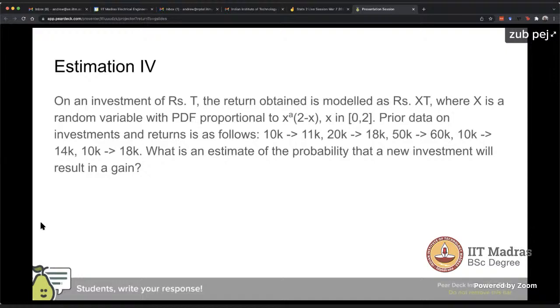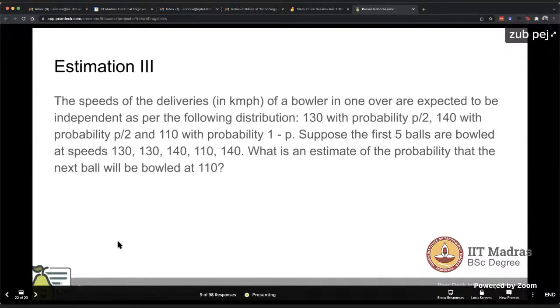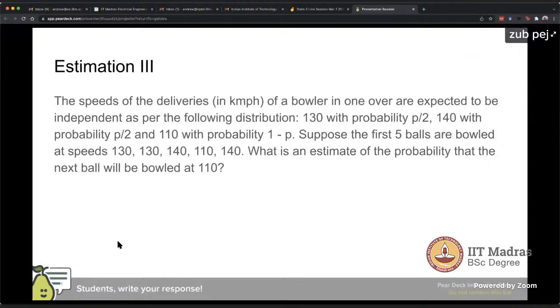Excuse me, sir. Yes, please. In the previous problem, what is the power we have to take of this 110? Sir, that is probability of 1 minus p. I have solved it with ML. Then I have to take it with 1 minus p raised to power 1 or 2. I'm confused between 1 or 2.